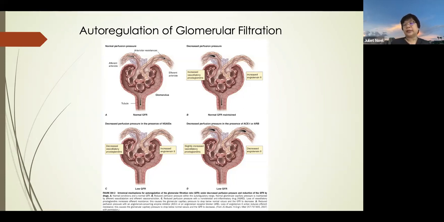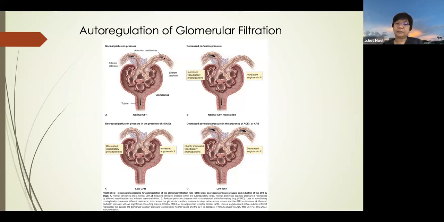When you are taking ACE inhibitors or ARBs and there's a decrease in pressure, what would happen is the ACE inhibitor will vasodilate the efferent arterioles. So you have a normal afferent arteriole and blood flow, but since you are also dilating the efferent, the actual glomerular pressure will decrease.